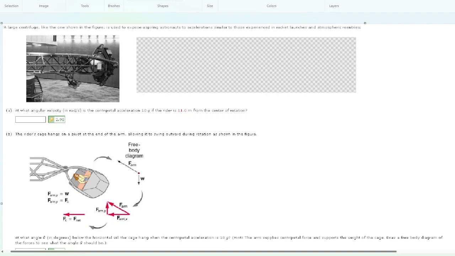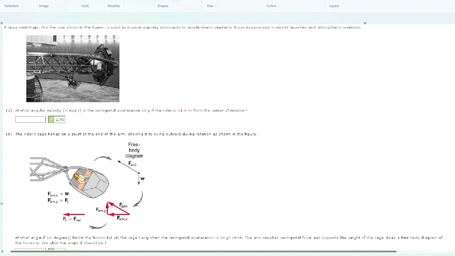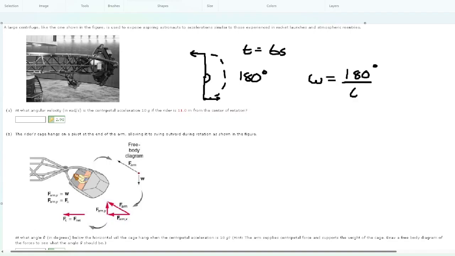And what this means, in this case at least, is, if we start here, and we end up here, and this angle right here is 180 degrees, and the time it took us was, let's say, 6 seconds, then our angular velocity is going to be equal to 180 degrees divided by 6 seconds, which is going to be equal to 30 degrees per second.